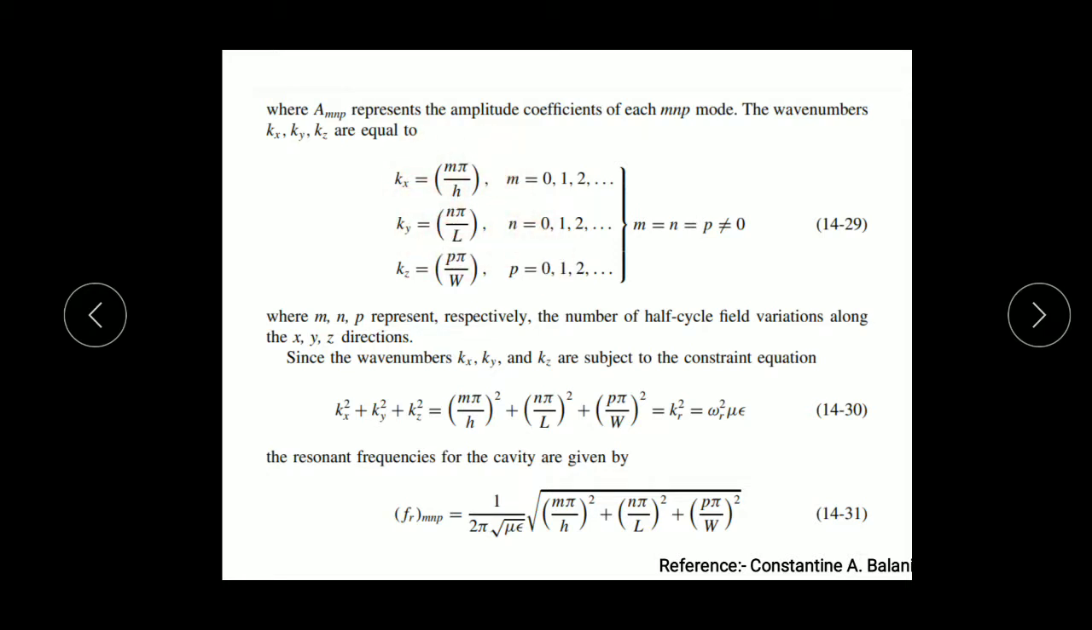Here m, n and p represent the half wavelength numbers, that is, half cycle field variations along the x, y, z directions. Since the wave numbers kx, ky and kz are subject to the constraint equation, the resonant frequency for the cavity is given by these equations, where m, n and p represent the mode numbers.